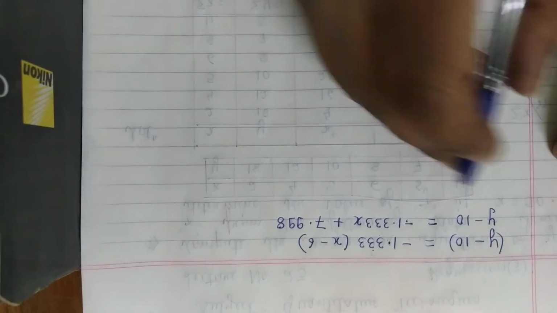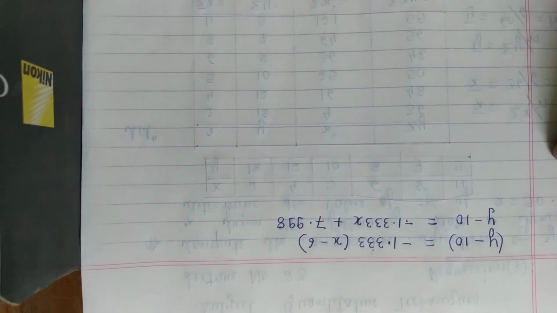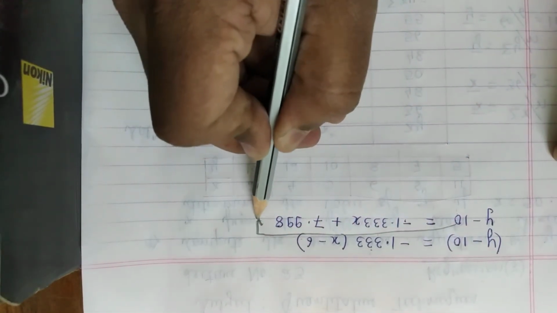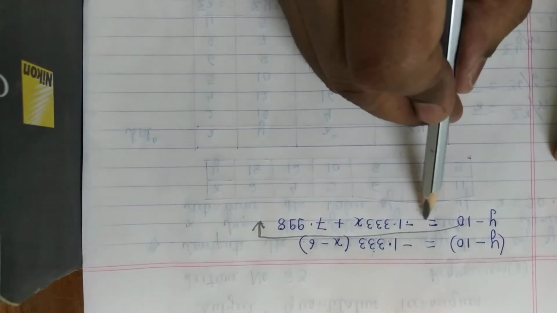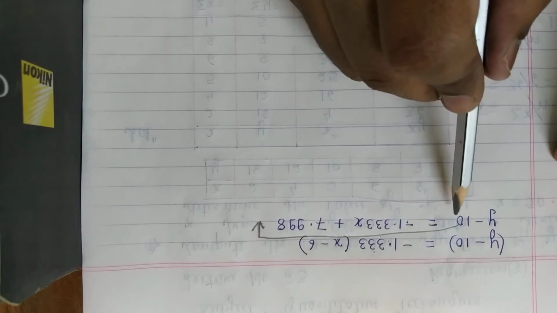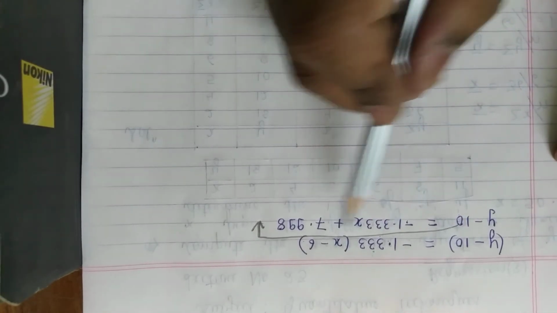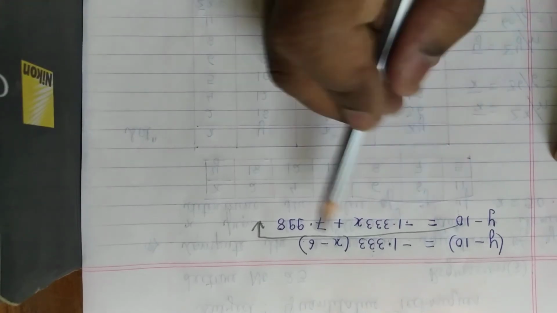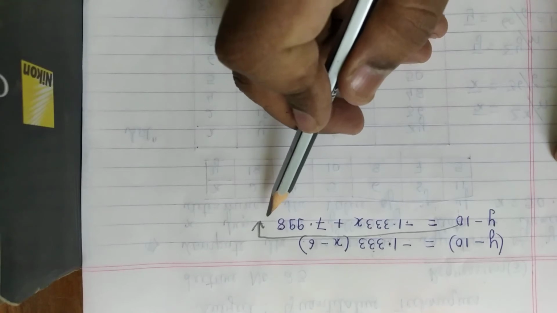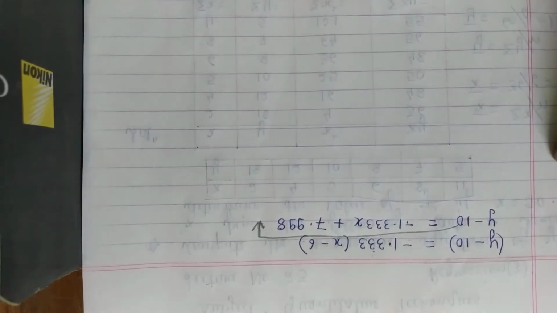Okay, now what I'm doing is I'm sending this here. Whenever this crosses this equal to sign, any number, it changes sign. If it is multiplication, it becomes division. If it is division, it becomes multiplication. If it is negative, it becomes positive here. And if it is plus here, it becomes negative, that is minus. Now this is minus, so it becomes plus when it goes there.